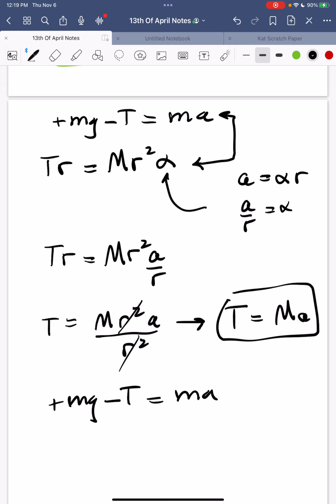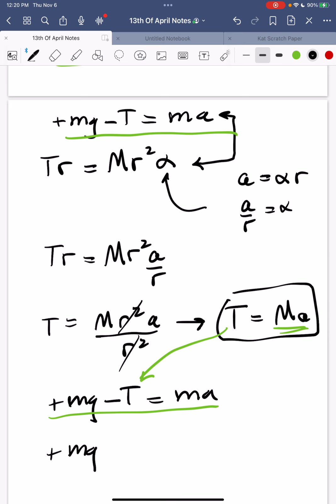That's just this equation up here. I'm putting it down here now. And now, instead of tension, I'm going to substitute in Ma like that. So let's proceed with this. Plus mg minus capital Ma equals little ma.